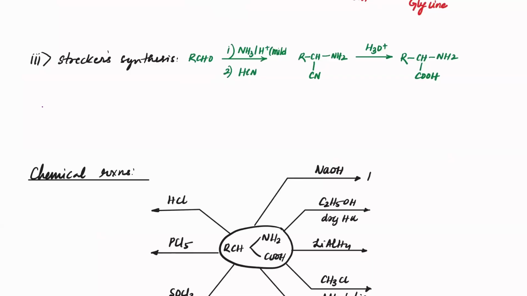If I want to show it step by step, the first step is RC double bond NH formation, and after that addition will give you RCH with cyanide followed by NH2 formation. Thereafter, on hydrolysis, cyanides are getting hydrolyzed to acids.